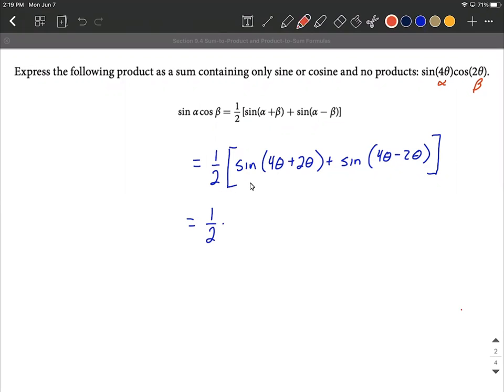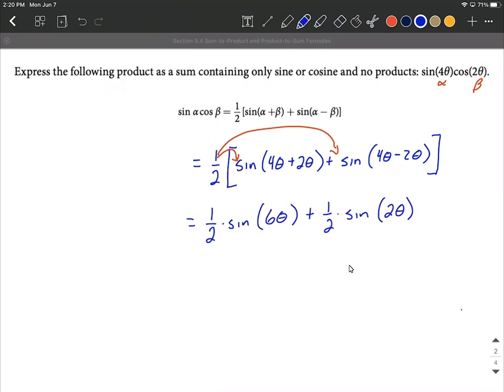So as I distribute, one copy is going to be multiplied by this sine, and it's also going to get distributed and multiplied by this sine here. So 1/2 multiplied by sine 4 thetas plus 2 more thetas makes 6 thetas, plus that 1/2 gets distributed, multiplied by sine of 4 thetas minus 2 thetas is 2 thetas. And that's as reduced down as this is going to get. We've rewritten our product as a sum.